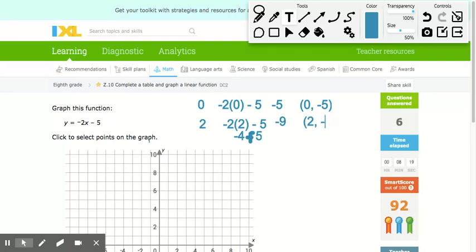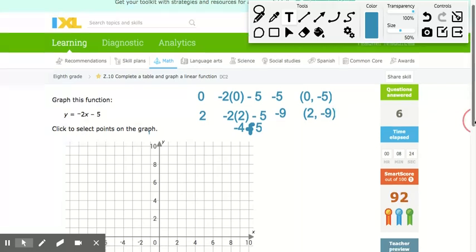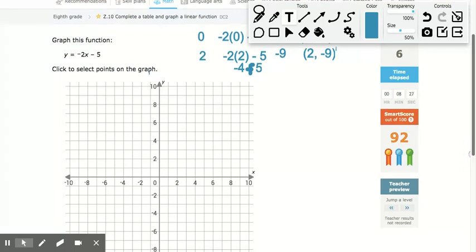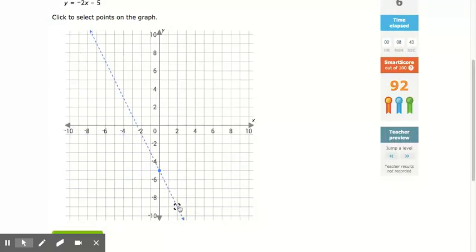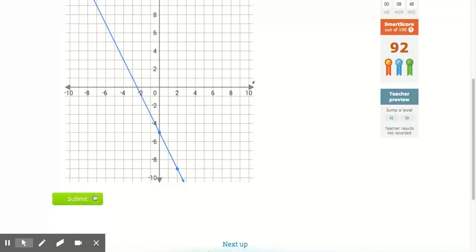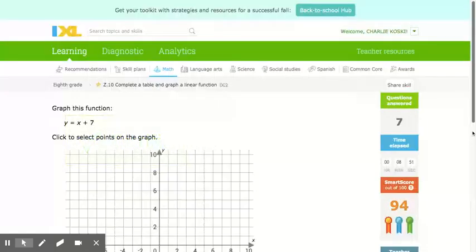Now all I need is 2 points to graph it. So I have 0, negative 5, and 2, negative 9. So 0, negative 5, then 2, negative 9. And this is how you graph, making both the function table, then the graph.